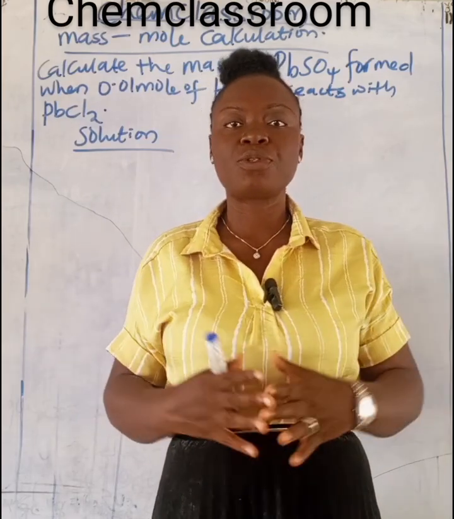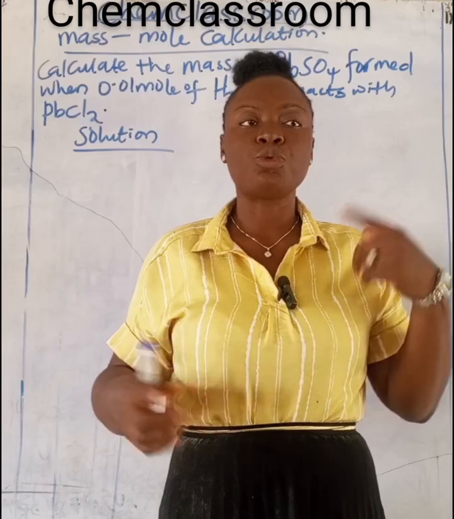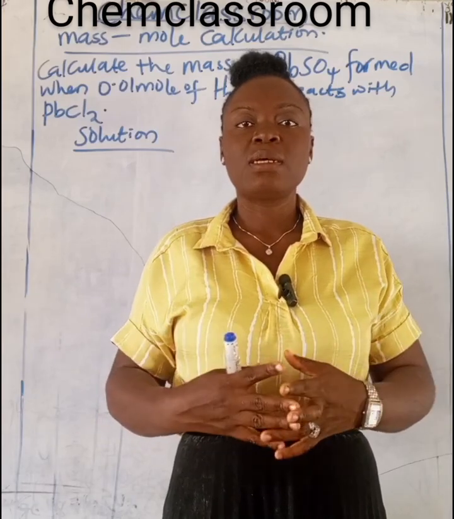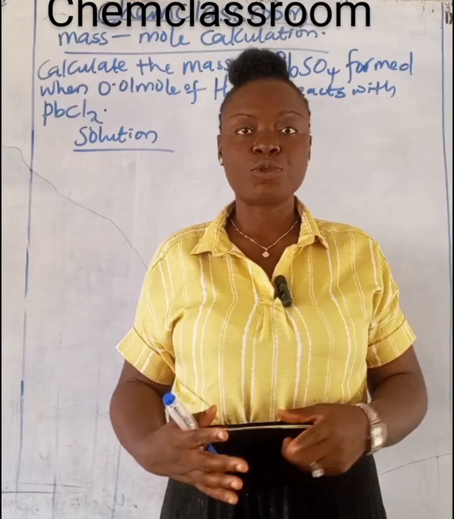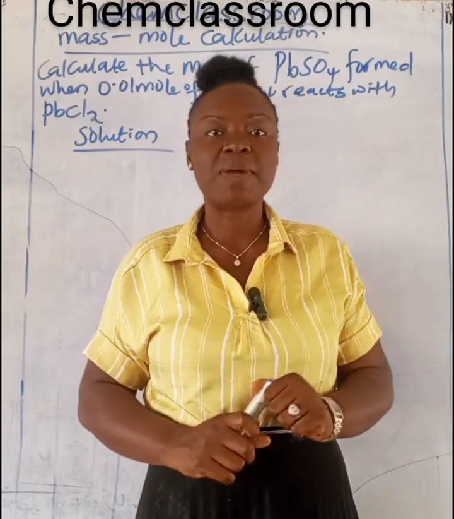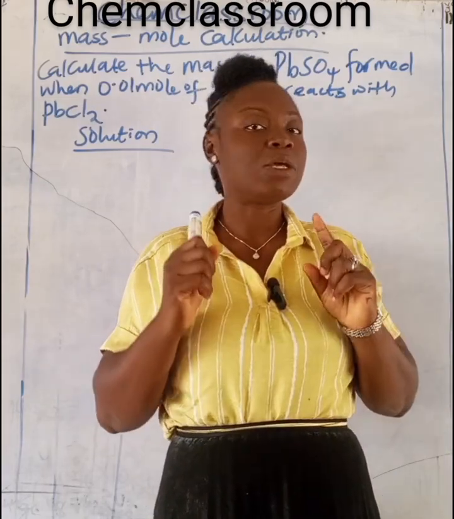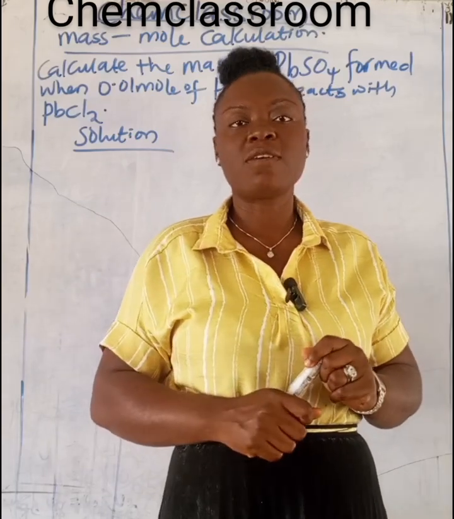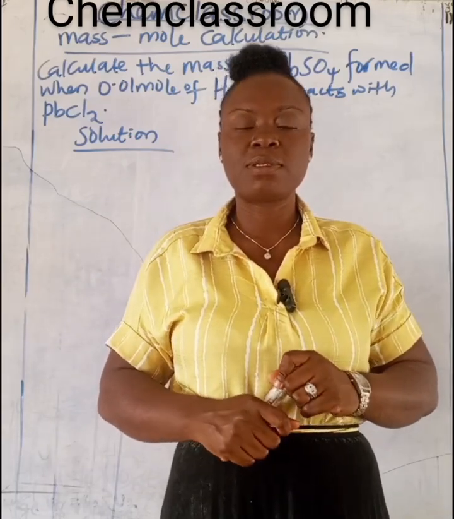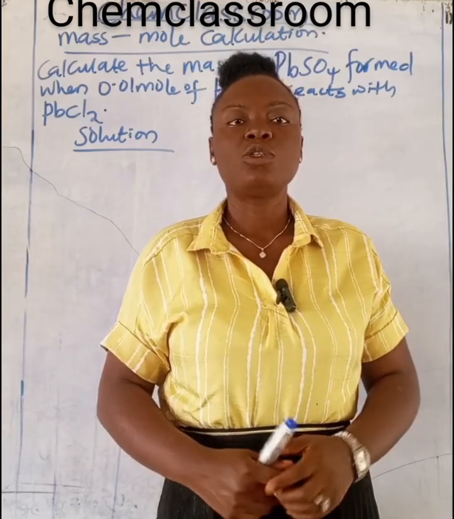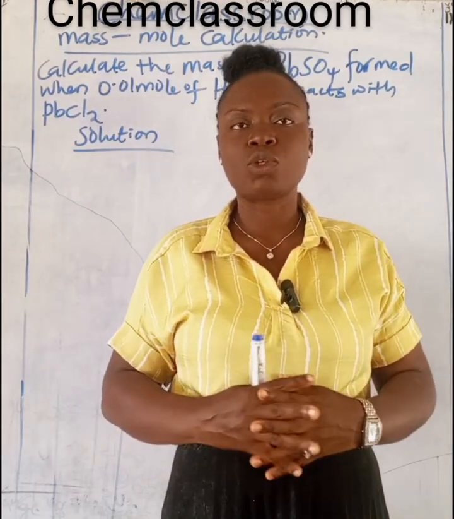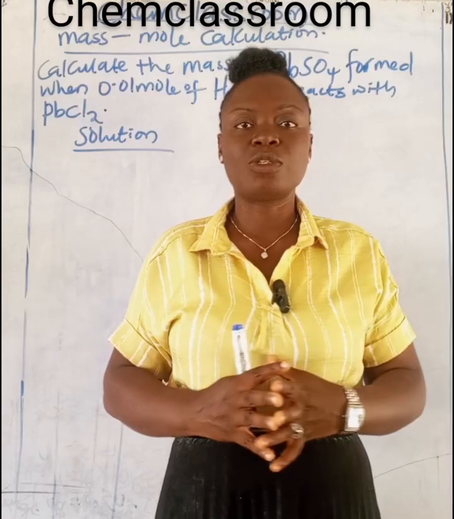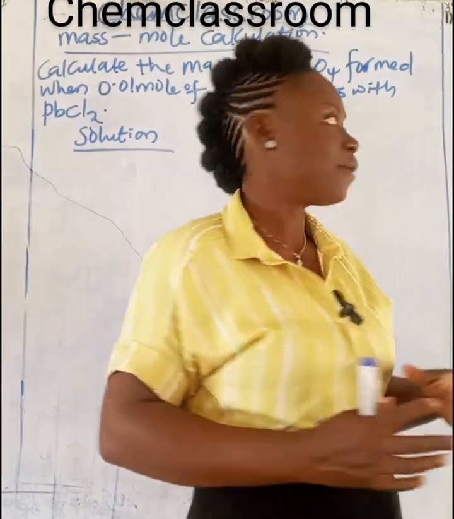So today we'll be going to mass to mole relationship. In our past videos, we have been able to learn stoichiometric calculations under mass to mass, mass to volume. So today we are going to be solving a practical question on the board. And like I usually say, when you are solving stoichiometric problems or calculations, you have to have a balanced equation before you proceed to solve the question. So let's go to the board and see what we have today.